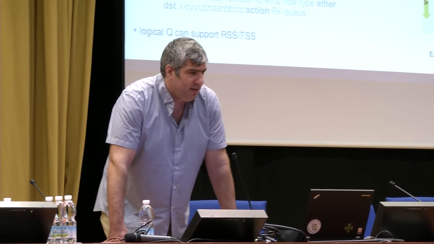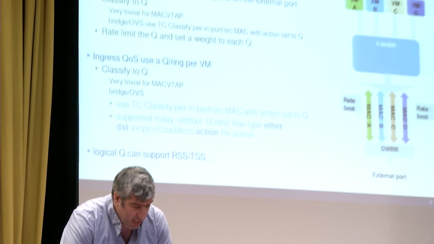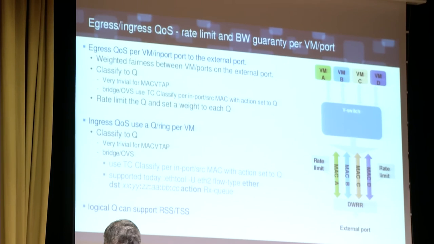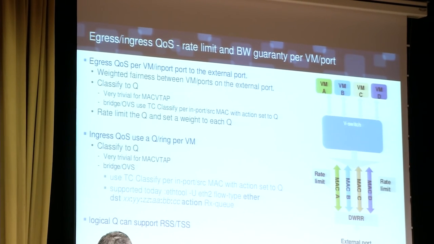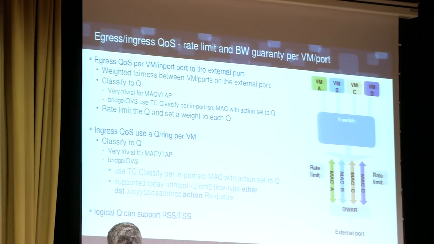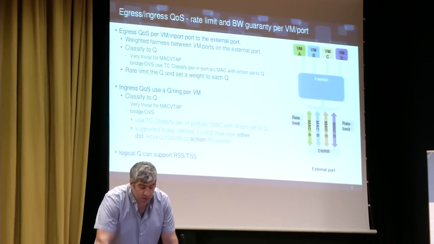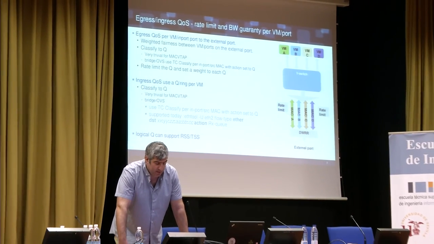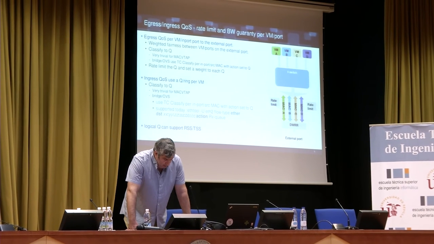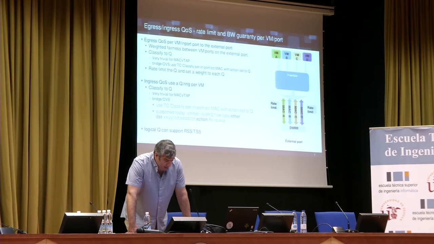Okay, this is more of an idea and not an RFC code that we are publishing. It's about egress and ingress QoS, like rate limiting and bandwidth guarantee for each VM, or a virtual port of a switch. So we'll start with the egress.